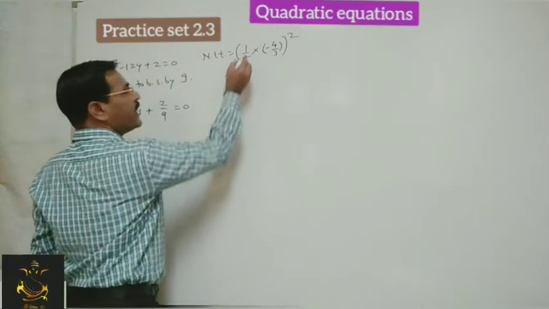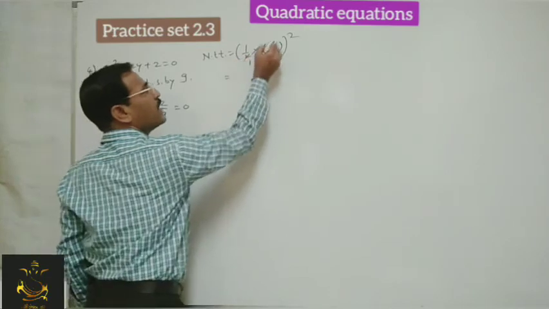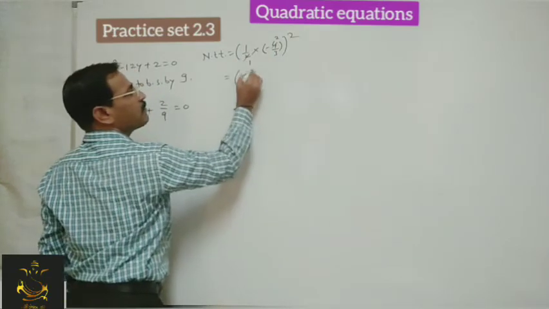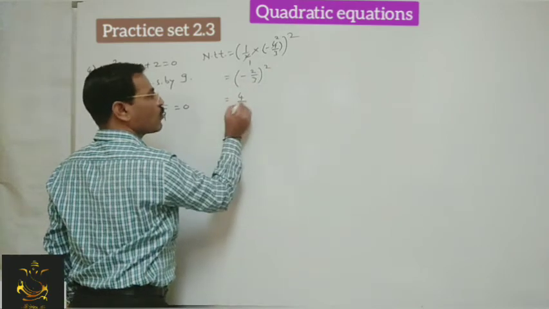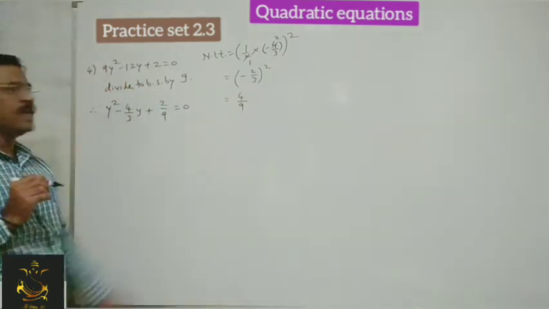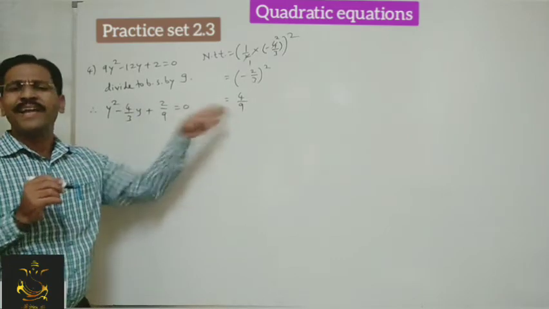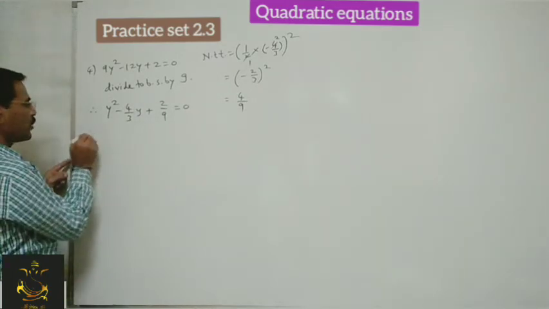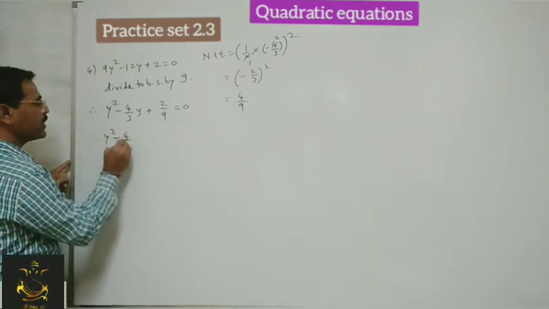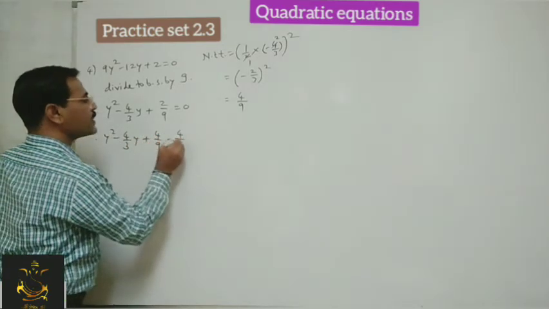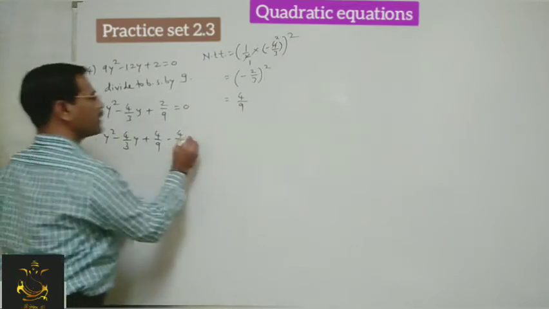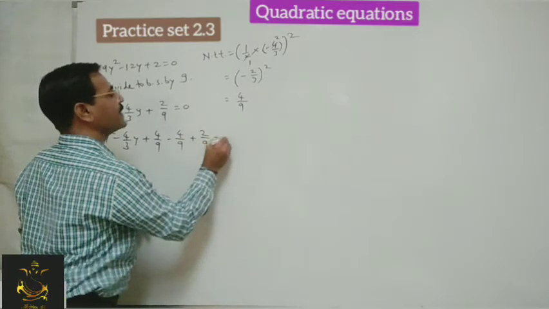Now, is there any cancellation? Yes, 2 1s are 2, 2 2s are 4. What remains? (Minus 2 upon 3) square. Here it is plus 4 by 9. This is the procedure. And that one, just try adding and subtracting. Just look here, y square minus 4 by 3 y plus 4 by 9 minus 4 by 9. Okay, that plus 2 by 9 keep as it is.